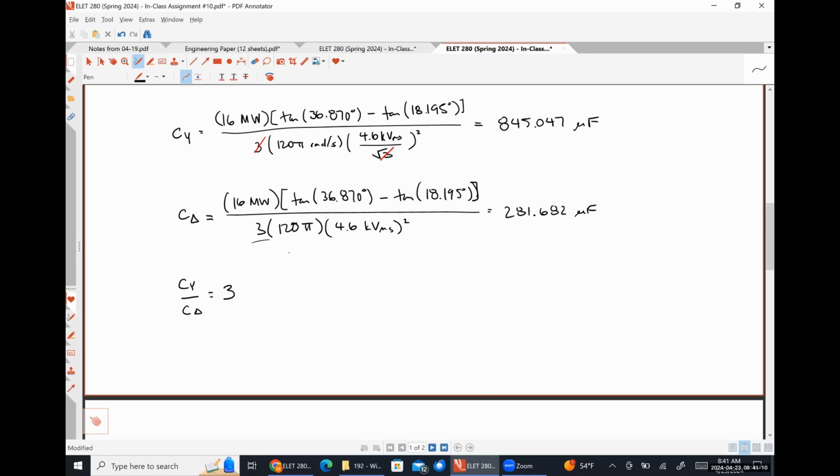Power factor correction. Nothing wildly difficult. If you have any questions about this one, I'd be happy to answer them before we move on to our second problem.